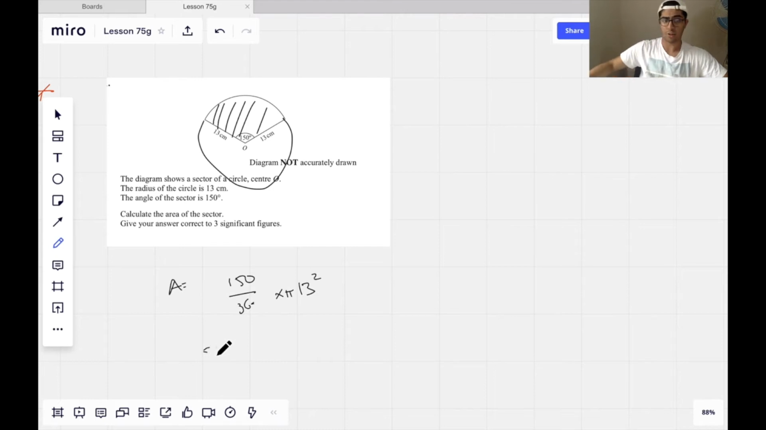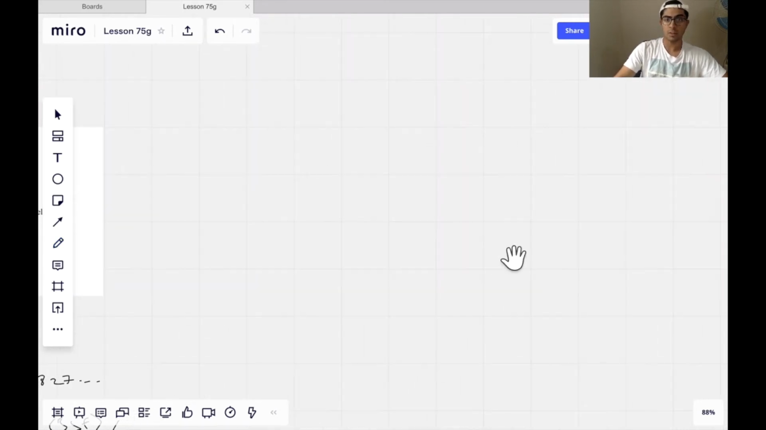If we put this into our calculator, 150 divided by 360 times pi times 13 squared, it comes out to 221.2204827. And again, to 3 significant figures, that's 221, and then we need our units. There we go.